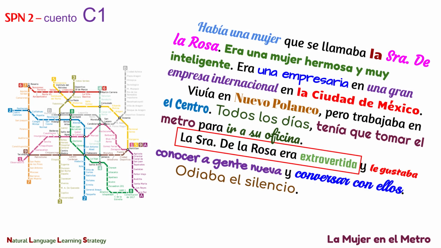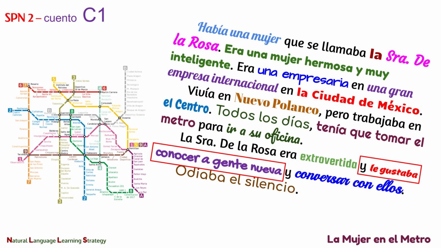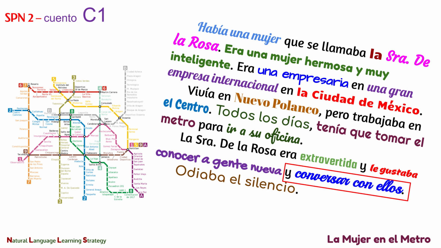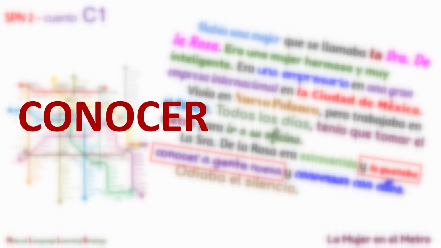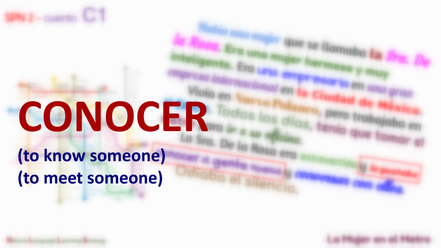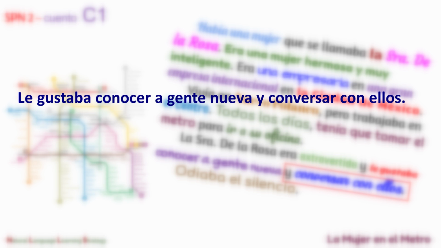We also learn here that le gustaba conocer a gente nueva y conversar con ellos. Conocer means to know someone. But think about it. If you know someone for the first time, you're meeting them. So, conocer can also mean to meet someone if it's used in the past tense. So this is, she liked to meet new people and to converse with them. Conversar, of course, means to converse. And ellos is them, or the new people she liked to converse with.